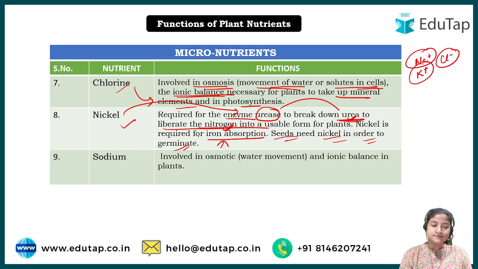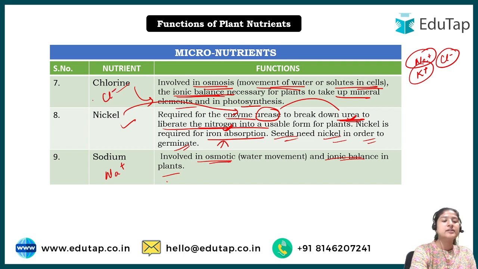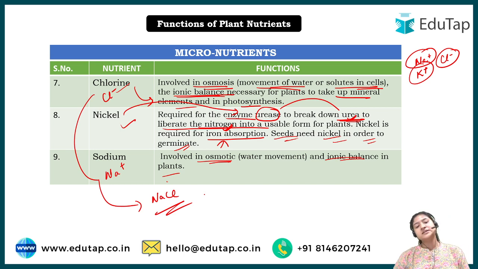Next comes sodium. It is involved in osmotic and ionic balance. See, sodium is Na, right? Chlorine is Cl minus. They add and become what? They become NaCl. So if the negative part is more, sodium will play a role. If positive ions are there, then chlorine will do the part. All right. Positive ions are generally known as cations. So when cations are there, anions would help. If anions are there, cations would help.